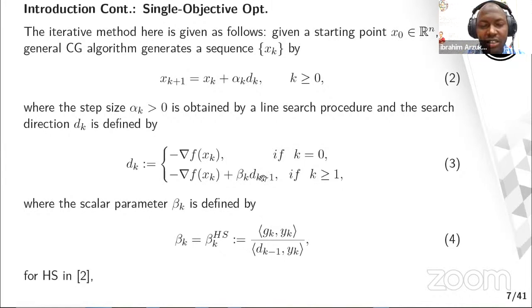In the exact line search, we tend to obtain an exact step from one point to another so that we do not underestimate or overestimate the minimum. Whereas in the inexact line search, we tend to find a suitable step that will satisfy the given condition. The search direction is given by equation 3, where grad f of x stands for the gradient of the given function, and beta_k is known as the conjugate gradient parameter. Specifically, in this presentation, we consider this conjugate gradient parameter to be the Hestenes-Stiefel.